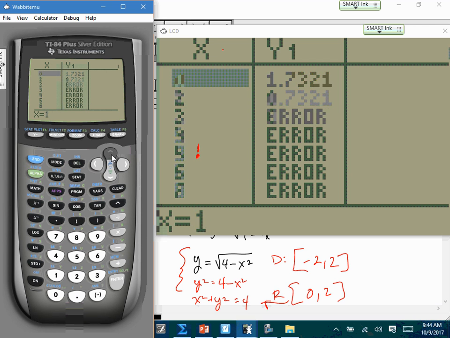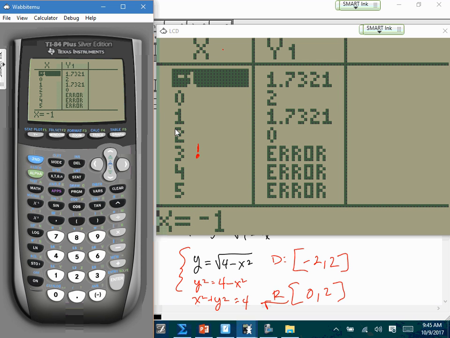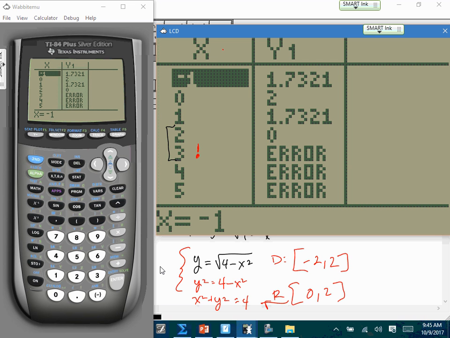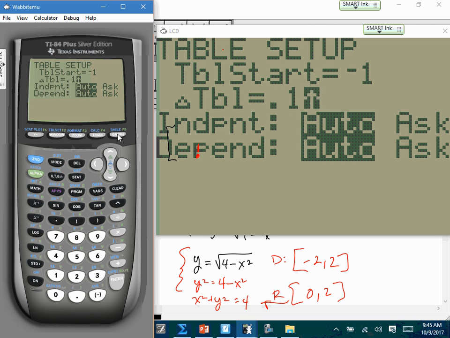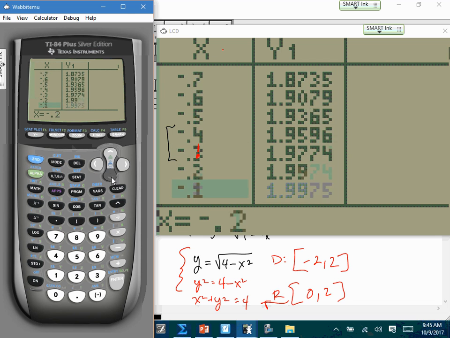So it provides insight that somewhere between 2 and 3 might be the cutoff for my domain. Does that make sense? But just because I'm increasing my x values by a whole value of 1, I'm not really seeing whether 2 really is the last value that works, or maybe 2.1 is the last value. So what I would do is go to my table, second window, and go down to delta table, which means change in table. So it's a change in x values. Maybe I change it to 0.1. And now I go back to my table, and I'm going to go find that 2 again.